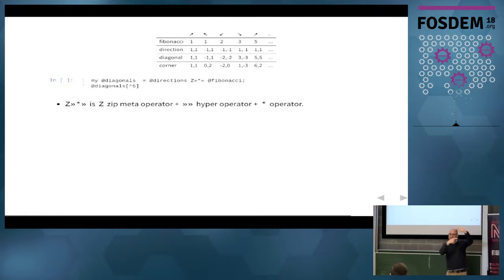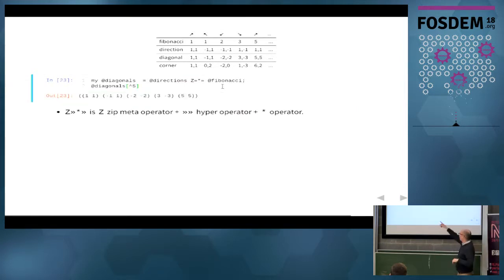So we want to combine these 2 arrays, and we combine them using the zip operator. Zip says combine corresponding elements of the array, but zip takes an argument, which is the operator. So the argument to the zip operator is the multiplication hyperoperator. I think I said that right. And so we're going to say directions zipped with the multiplication hyperoperator over the Fibonacci numbers. And this will give us 1, 1, scaled. So, okay, so far so good.